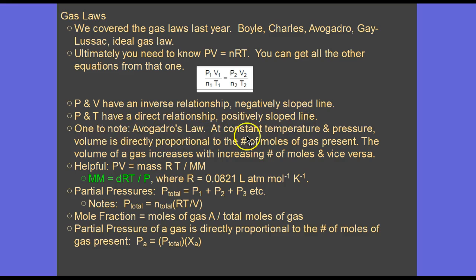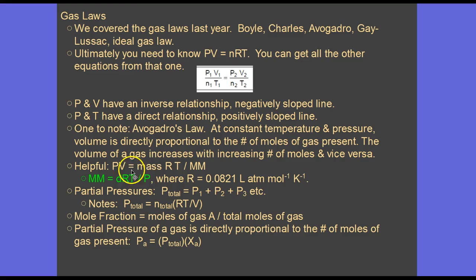One to note, Avogadro's law. At constant temperature and pressure, volume is directly proportional to the number of moles of gas present. The volume of a gas increases with increasing numbers of moles and vice versa. So these are helpful ones that we talked about a little bit in first-year chemistry.